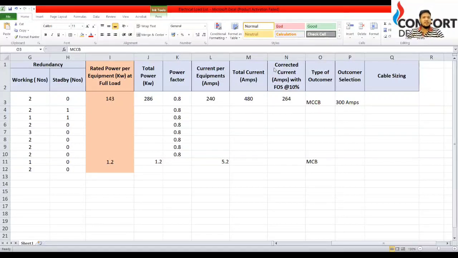If the circuit breaker is selected for higher capacity, definitely the circuit breaker will be selected for the higher capacity only. It can't be at the lower capacity. We will just select one higher model. That is the purpose of the factor of safety.